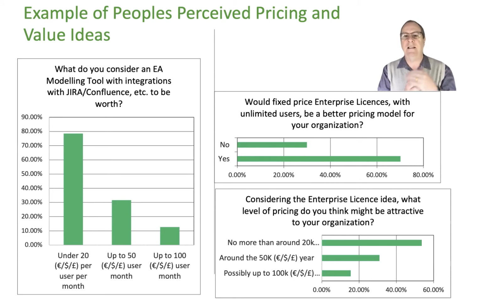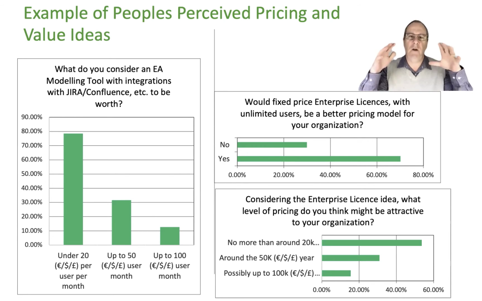And then beyond that, if you consider that sort of pricing model, then we ask the question that said, well, okay, what sort of pricing might that be? Now, as you can see, it's a little bit all over the place, with just under 20% saying, well, yeah, maybe up to 100,000 a year. Around 35% saying, hey, yeah, we'd maybe pay up to 50,000 a year. But the majority, coming up 55%, say no more than around 20,000 a year.